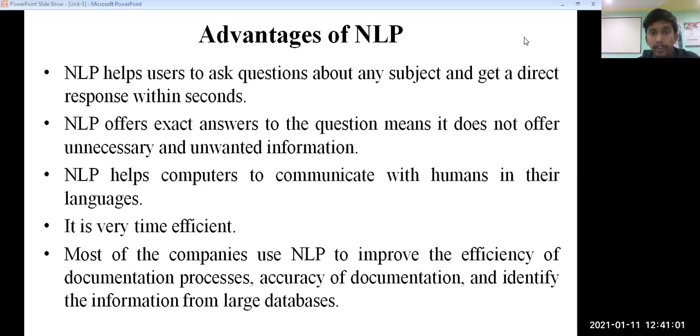So let's talk about the advantages of natural language processing. NLP helps users ask questions about any subject and get a direct response within seconds. As you can see, a chatbot is one example of the NLP advantage, where as soon as your question is asked, it will try to fetch the knowledge it has from the expert system, and accordingly it will react in a short span of time.